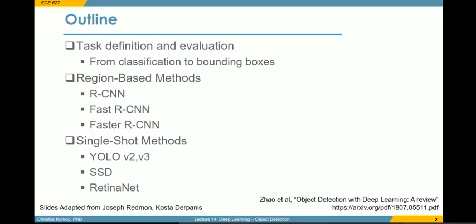So specifically, we'll talk about some differences between detection and classification, some evaluation data sets and some metrics as a background knowledge. And then we will see the two major paradigms in object detection, the region-based methods and single-shot methods.